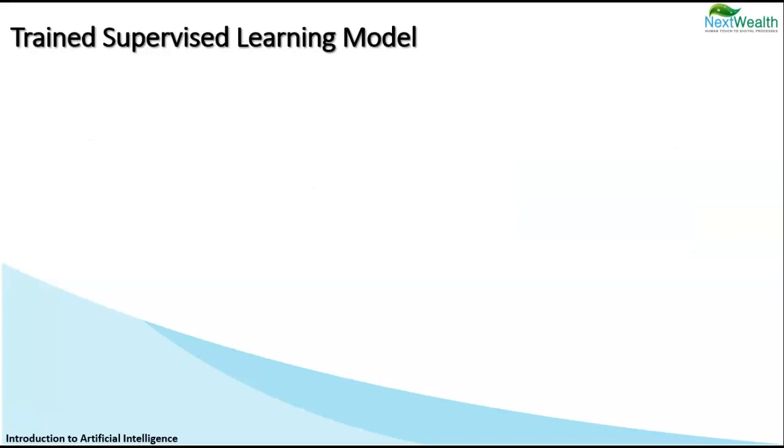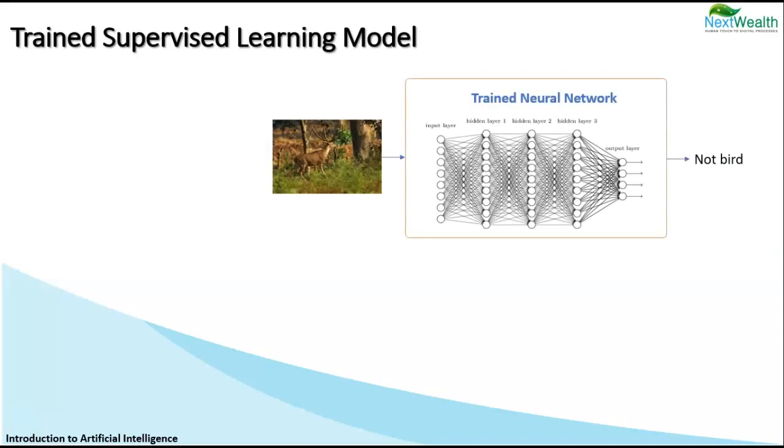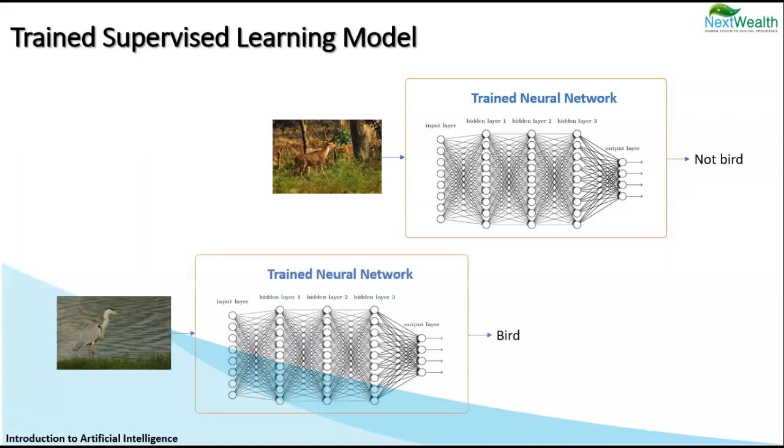Now that we have a trained model, let us give it some input which is not labeled. Here we are giving it a picture of an animal. You might recall we gave a deer in the prior set as well, but that deer was a different one. The trained supervised model can now recognize that this is not a bird. Let us do another picture.